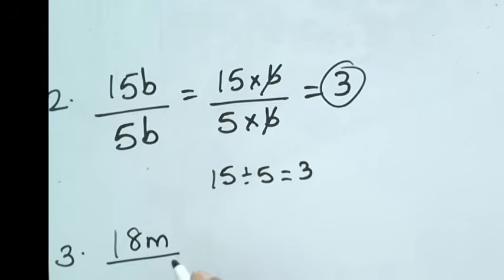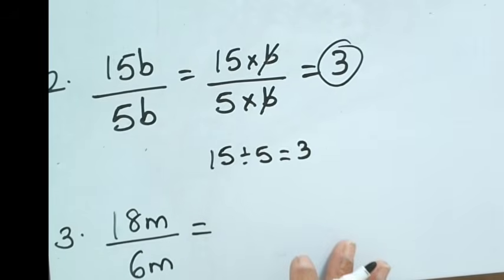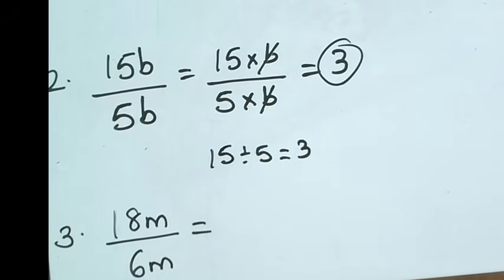18m divided by 6m. Have a go. 18m divided by 6m.